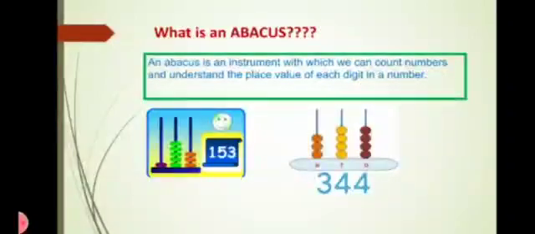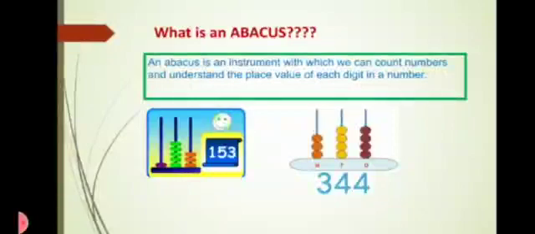Now, what is an abacus? An abacus is an instrument with which we can count numbers and understand the place value of each digit in a number. It is also known as a counting frame. Now, to read and represent a 3-digit number, we use a 3-spike abacus.